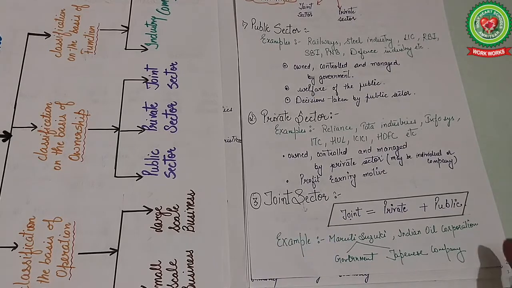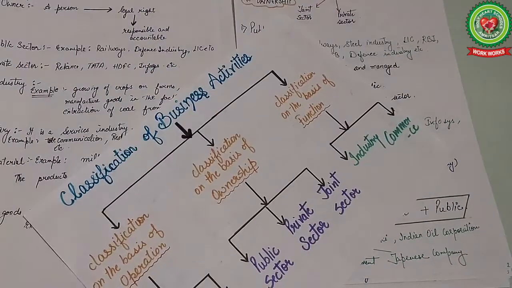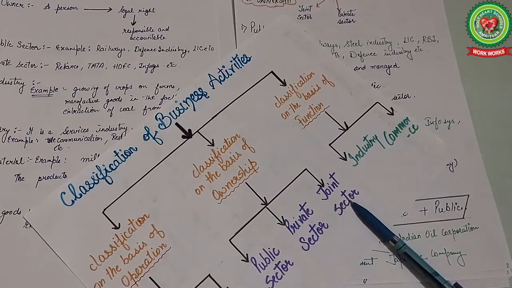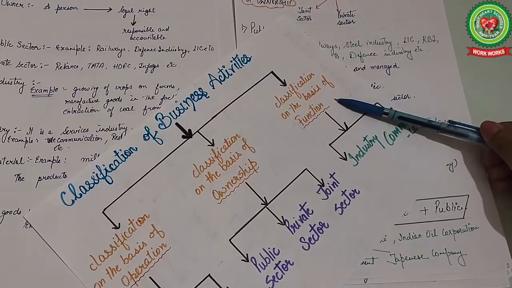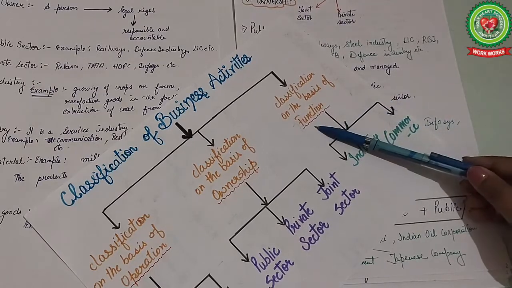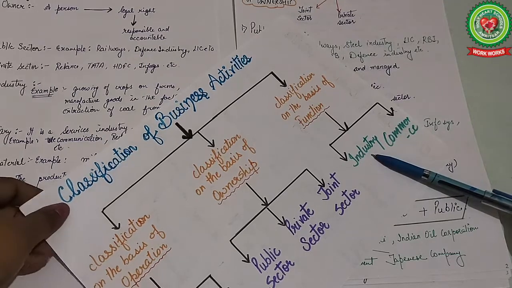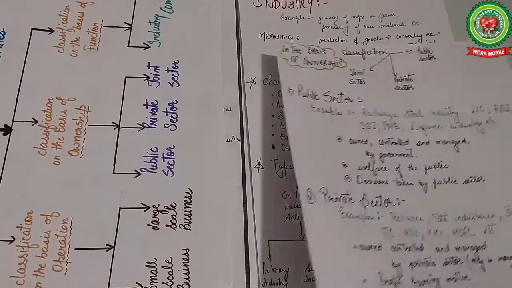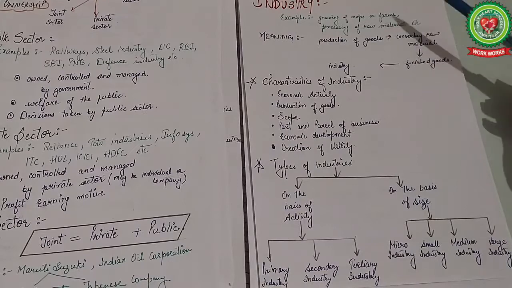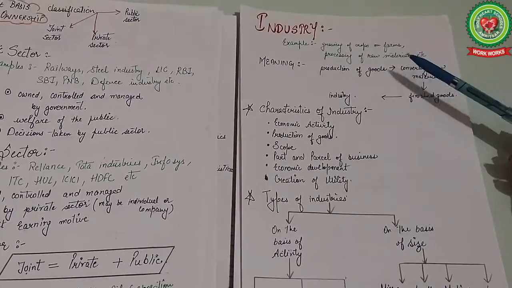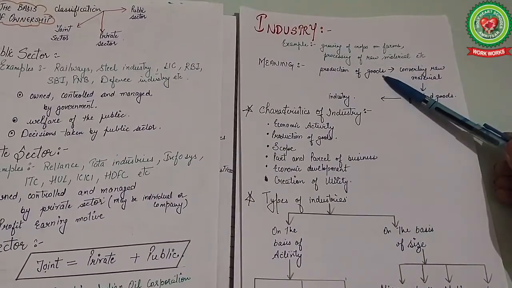Clear? So, after the classification on the basis of ownership, that is private, public, and joint sector, we will discuss the classification on the basis of functions. First is the industry. Industry is a term that is used for the production of goods and services.